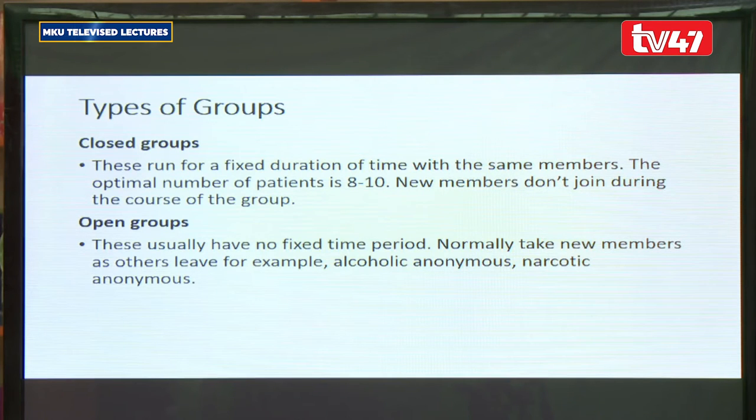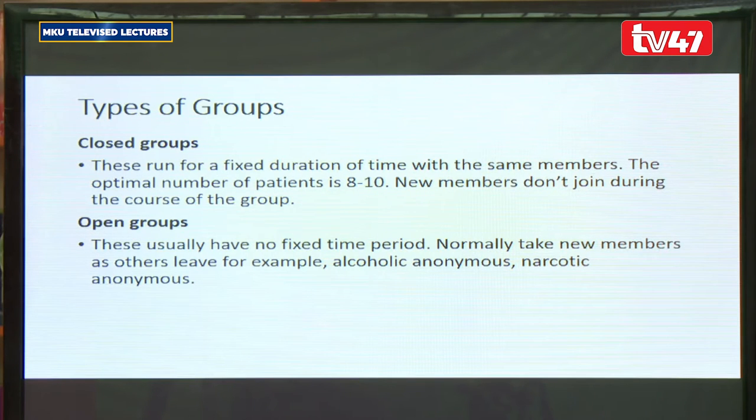Then we also have the open groups. The open groups usually have no fixed time period. They are open. So any patient can join in, can interact with the other members of the group. When they gain their experience or when they are sure that they have been managed well by the others through sharing of experiences, they can exit the group at their own will. And any other person can join in at any time. Examples of open group therapies are Alcoholics Anonymous, which we call AA, and also Narcotics Anonymous.